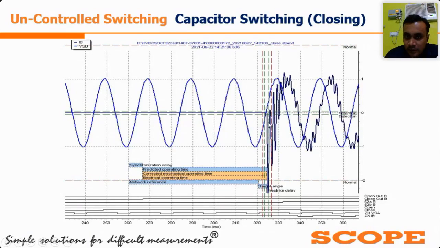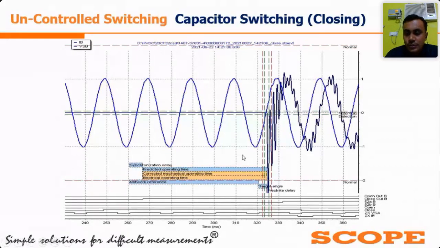As we have seen, the logic is the same, as I explained in the previous graphs. Here the current has started a little bit later from the voltage zero point, and the result is this high transient. It is around 2.5 pu.